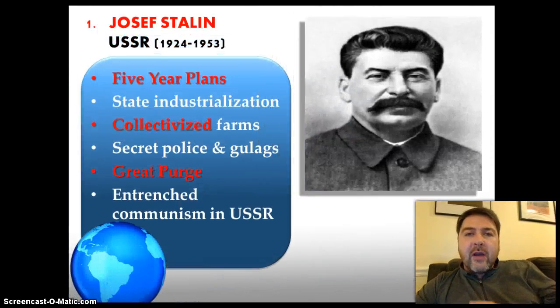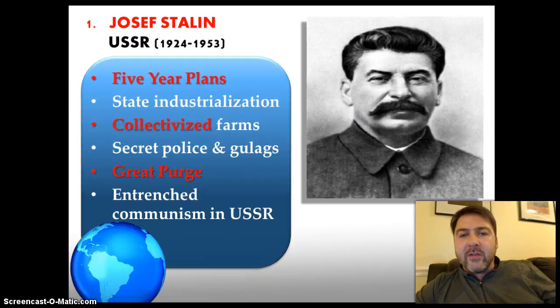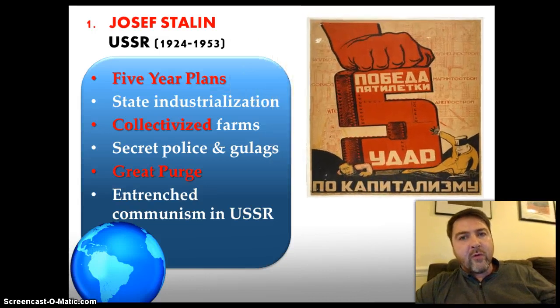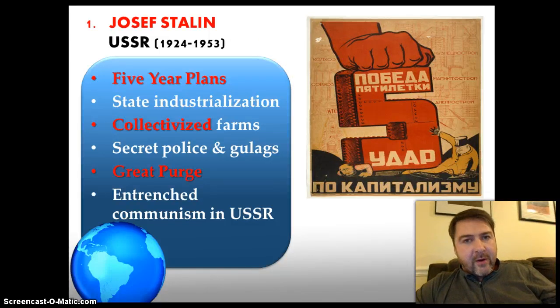Okay, so we'll start here with Joseph Stalin, who was the communist dictator of the Soviet Union. From the time that Lenin dies, there's a brief power struggle in which Stalin gets rid of some of his opponents, but from roughly 1924 until Stalin's death in 1953. A couple of things we need to know and associate with Stalin. Stalin is noted for the creation of 5-year plans.